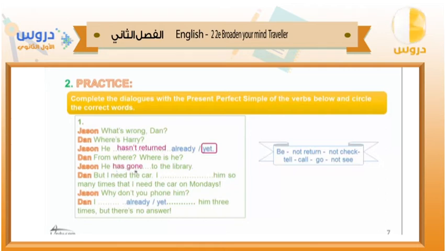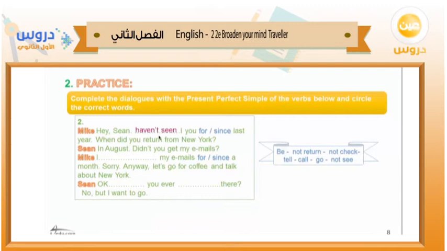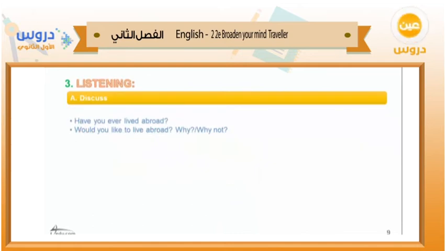Second, he has gone to the library. I have told him. I have already called him 3 times, but there is no answer. 2. Haven't seen for since last year. I haven't checked my emails for since for a month. Have you ever been there? Very good. Now let's go to listening.